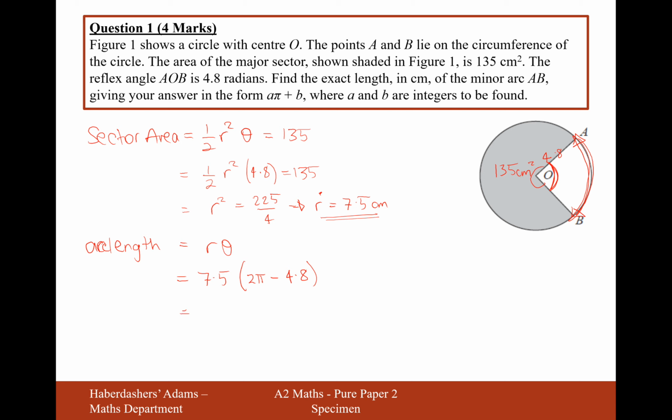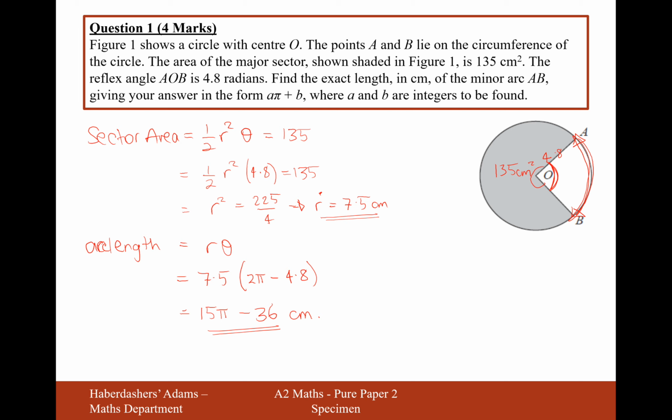left-hand side. And expanding these brackets, 7.5 times 2 is 15, so it's 15 pi. And then 7.5 times 4.8, let's put that into the calculator, is 36. Lovely. So we get both of those as integer values, so we must have got that one right. And the units here is centimetres.